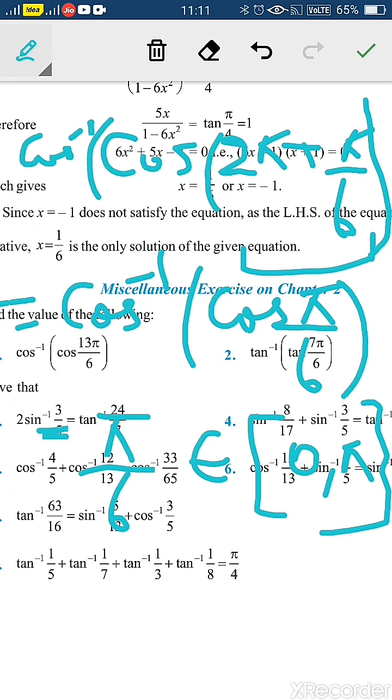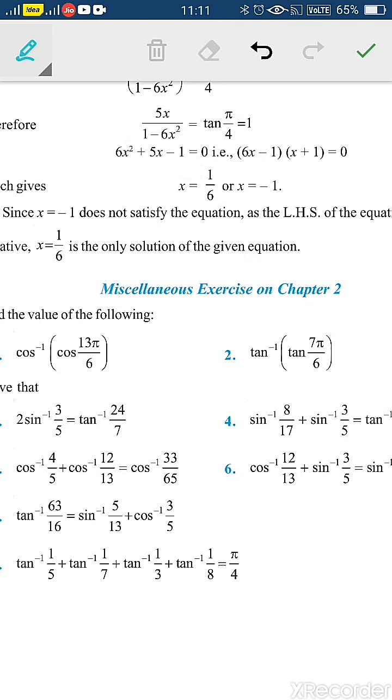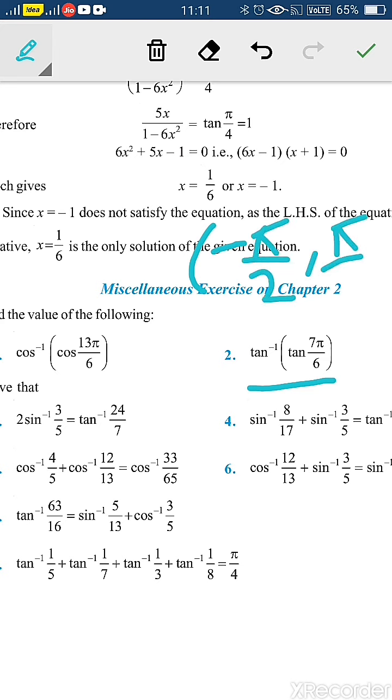Similarly, question number 2 is also the same thing. You need to know the principal value branch of tan inverse. The principal value branch of tan inverse is the open interval minus pi by 2 to pi by 2. So you will do it yourself. Moving on with question number 3 now.